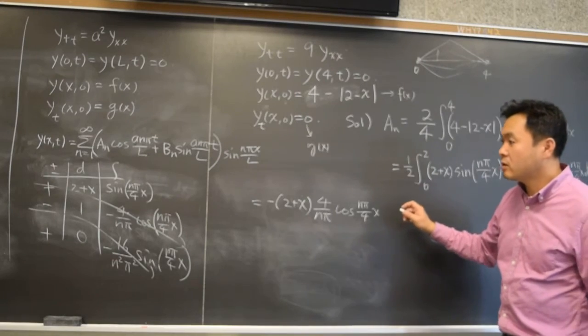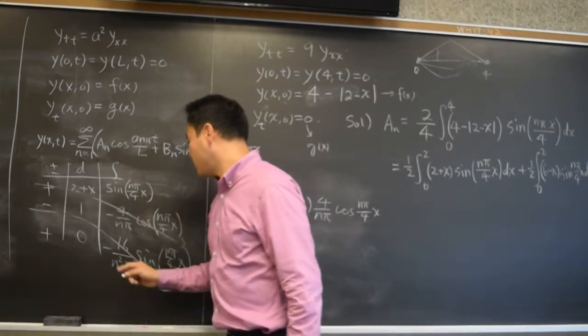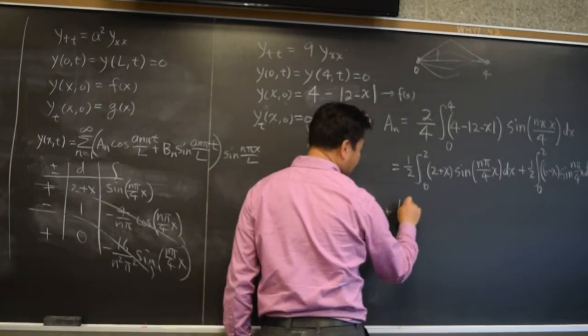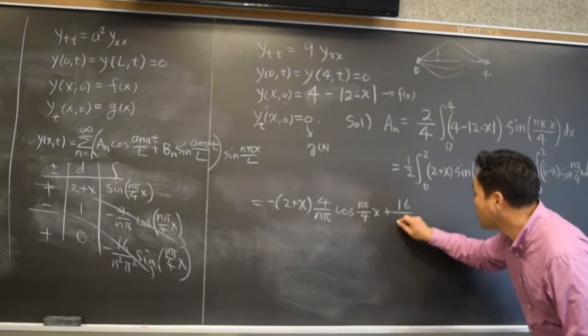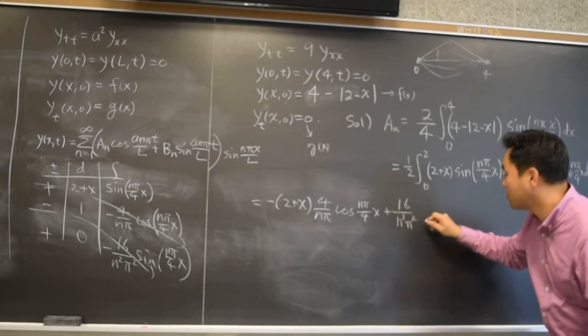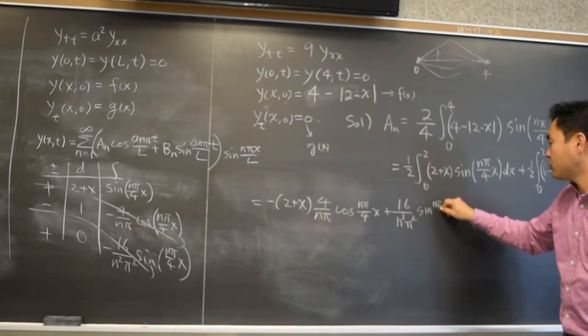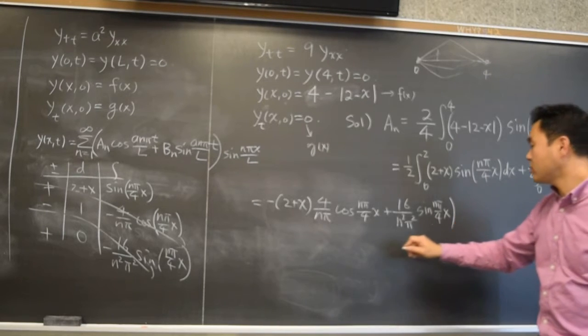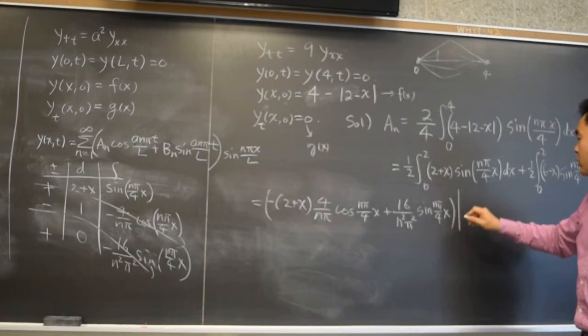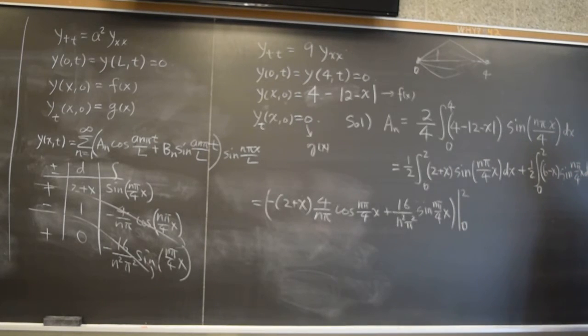And then negative will be positive, so it will be plus 16 over n squared pi squared sine n pi over 4 x. And then you will have to plug in the endpoints 2 and 0. That's for the first one.